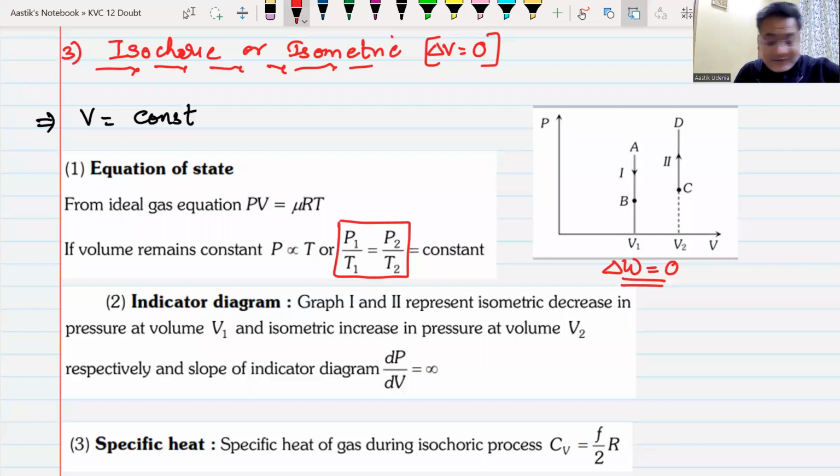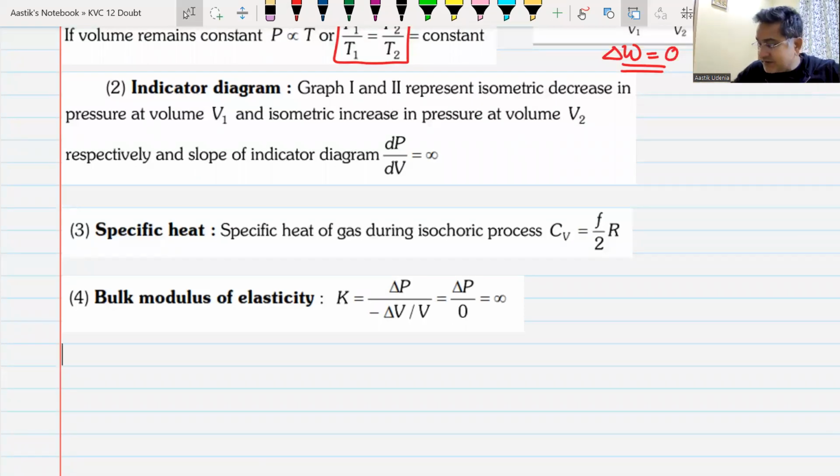The next point that you have to see is bulk modulus, and I have kept the screen on the same thing, so if you have not noted it down, you can note it down. Bulk modulus of elasticity. Remember, for different processes, the bulk modulus of elasticity is different. This question can come in your JEE Main as well as your NEET. So please remember, bulk modulus of elasticity for this process is infinite, because delta V, the change in volume, is zero.